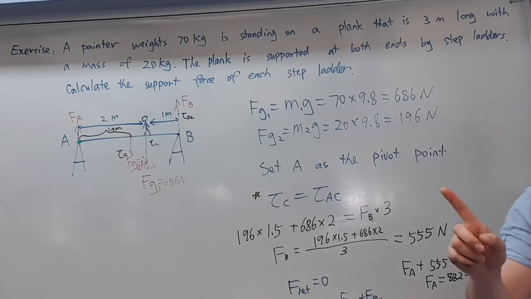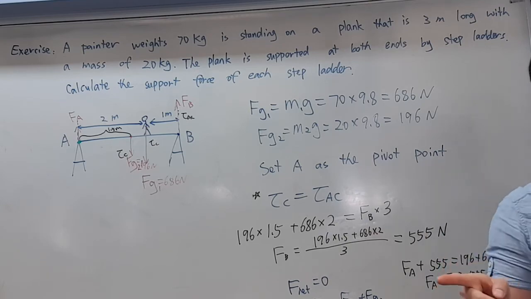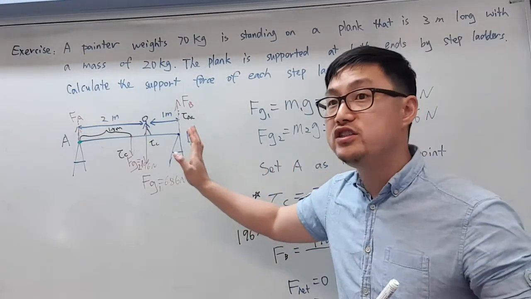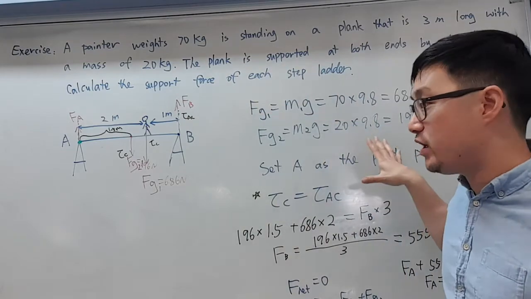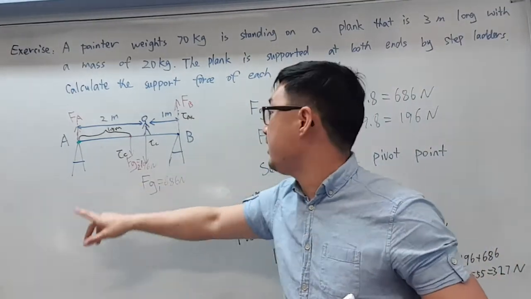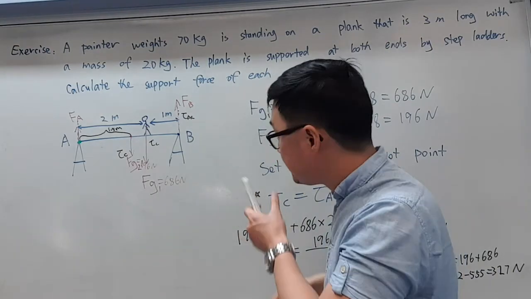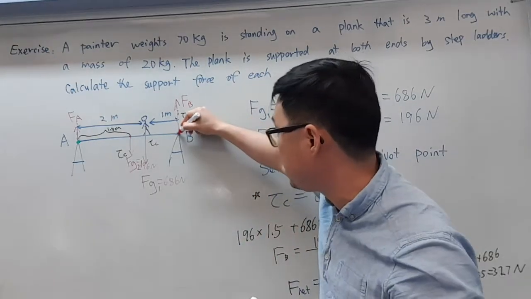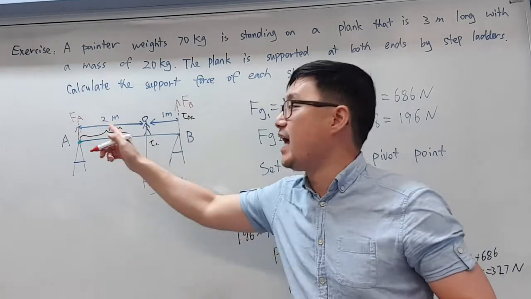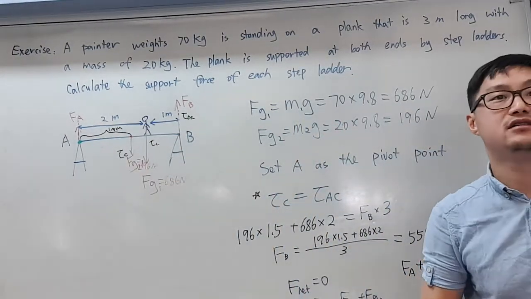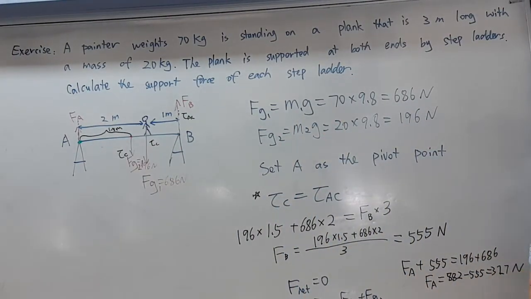Okay, so what I want you guys to do now is before you go to your homework, I want you guys to have a try. Same question, try it on the side to say set B as pivot point. Say set point B as pivot point. I want you to see if you can use that way to calculate force A. Okay, if you can do that, that means you know how to do it, and then you can start practicing some questions.